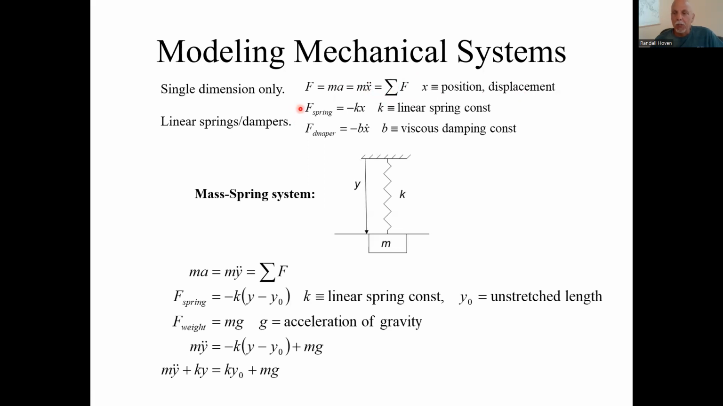And we'll model spring forces as linear and damper forces as linear, meaning the spring force is proportional to how much the spring is stretched or compressed, and the damper force is proportional to how fast you move apart or move together. The damper being like a shock absorber.